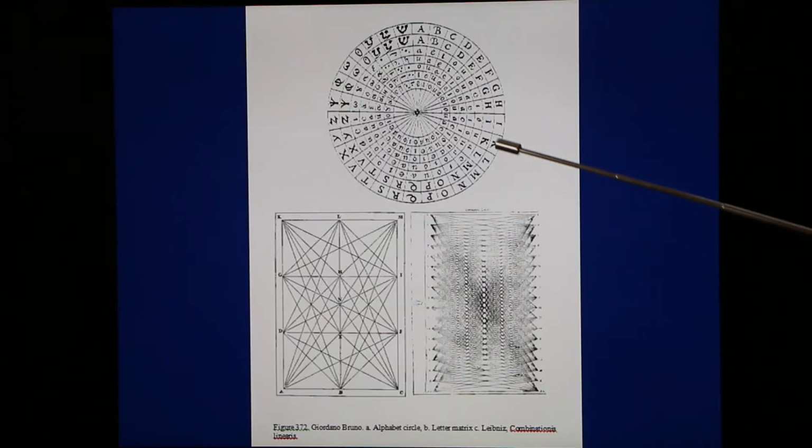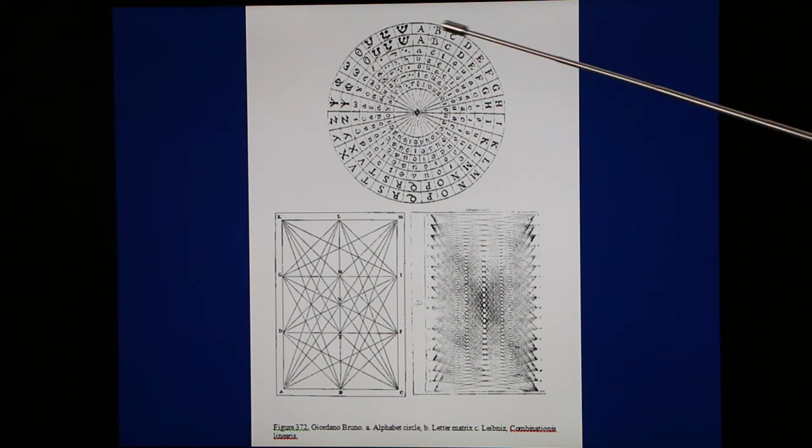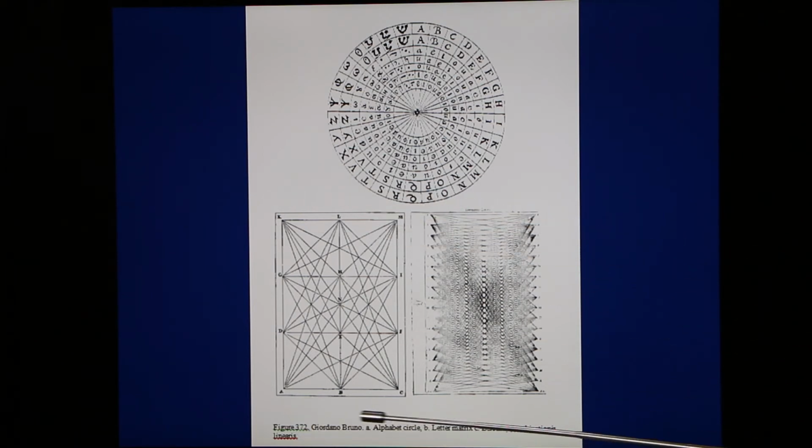And this becomes the fashion. So a man called Giordano Bruno, who was a Catholic but who had heretical ideas and was eventually burned, also created this kind of sphere with Hebrew and Latin letters. Then people started to create matrices.